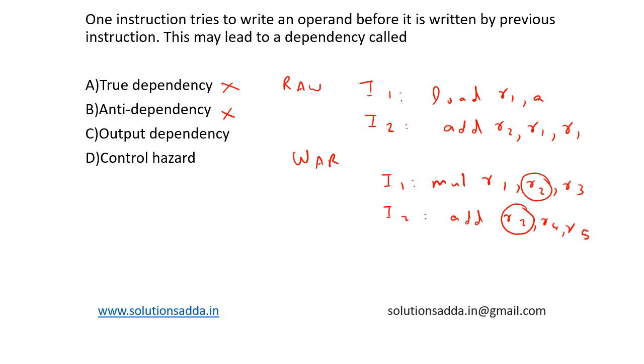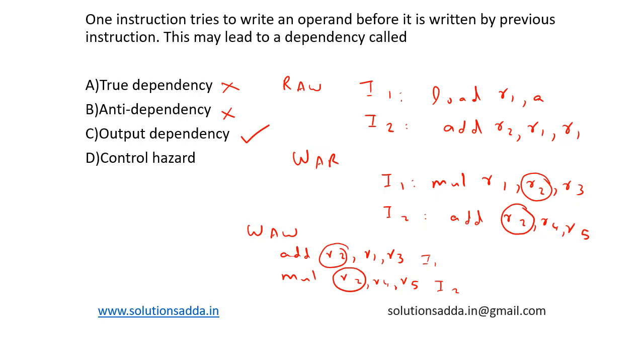And consider the third option, that is output dependency, also called as write after write dependency. An example would be add R2, R1, R3 and multiply R2, R4, R5. So here this instruction, that is I1, should write first before this instruction writes to the value of R2. So there is a dependency between instruction I1 and I2 such that one instruction is trying to write an operand before it is written by previous instruction. So here there is an output dependency, and this is what the question asks. So the option C is the correct answer.